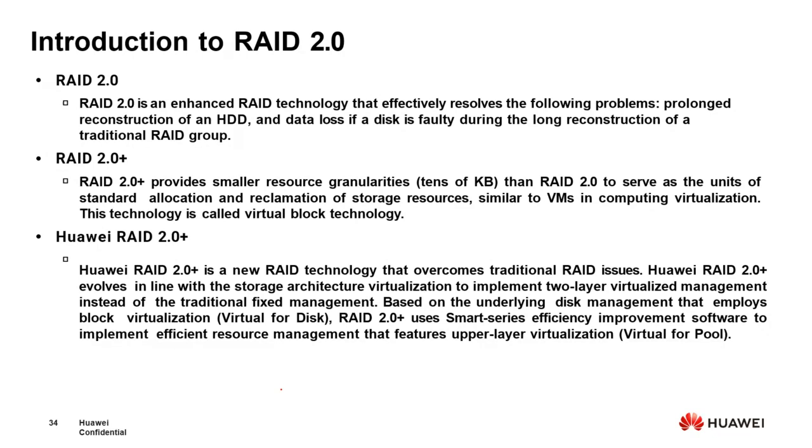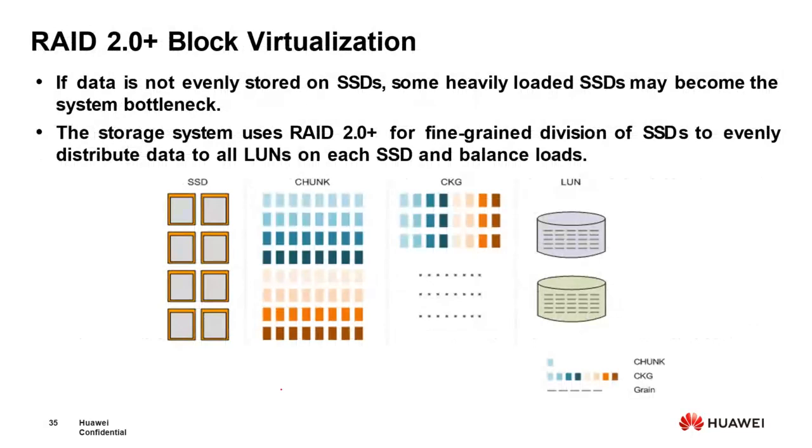So they introduced this RAID 2.0 to help solve these problems, and RAID 2.0 Plus, which provides smaller spaces, as small as tens of kilobytes, to help reclaim the missing information. So Huawei has RAID 2.0 Plus. That's one of their latest technologies that they use for these RAID devices. Now let's look at how it works.